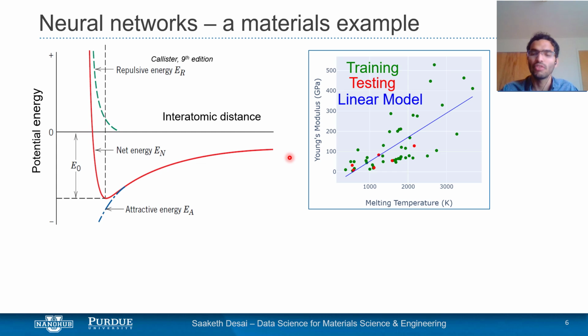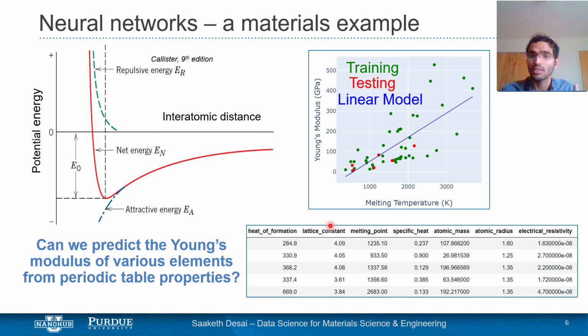So if the atoms are very far apart, they barely see each other, and as the atoms come closer together, they form a bond, and the strength of this bond decides properties such as the melting temperature, while the stiffness of this curve gives us the Young's modulus. And in the previous module, we tried using this insight to just develop a linear model. And we saw that a linear model doesn't quite fully capture the correlations.